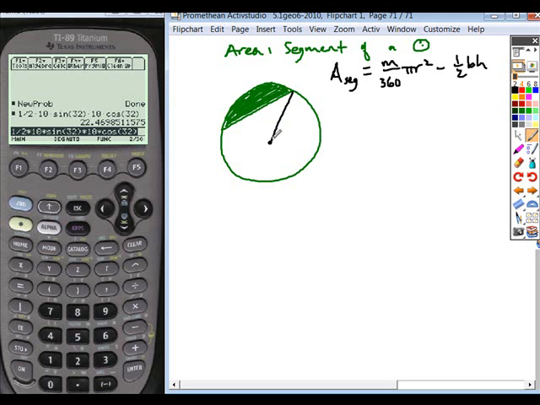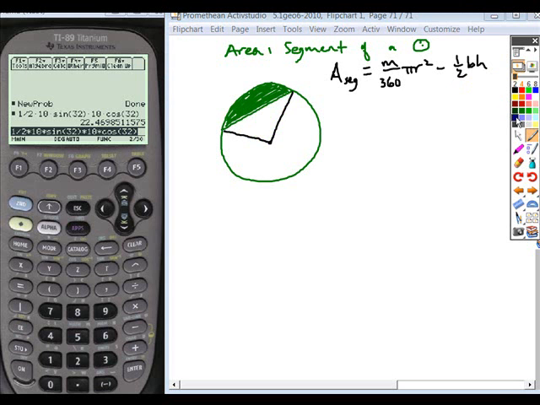So basically, when you're looking at this figure, you would take the entire sector, which is the entire shaded region, and then you're going to remove this triangular region right here from it. When you remove that, you're left with just your segment. Okay, so there's the area formula for a segment.